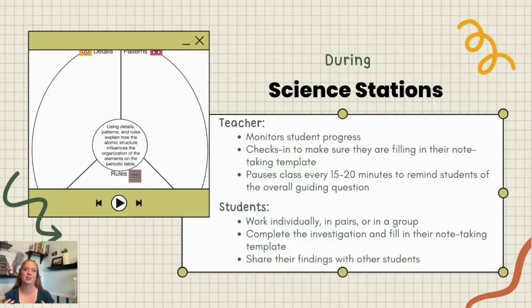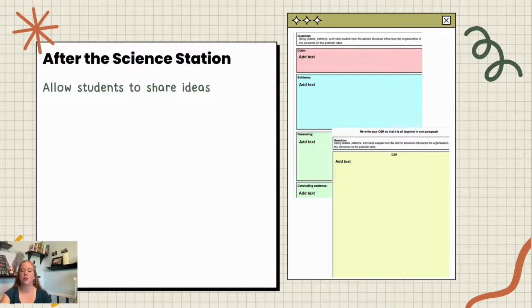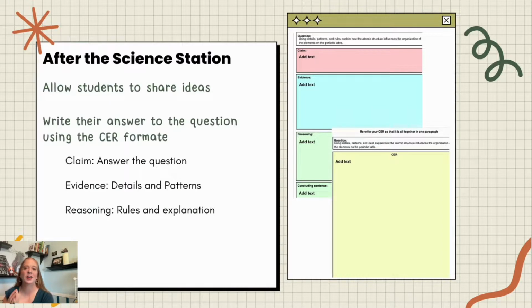After the stations, I want the students to share their ideas, and they're doing that through a CER. They have their question. Their evidence are their details and their patterns. Patterns can also be in reasoning, and we talk about the difference between when you would use the pattern in evidence or reasoning. And of course, their rules, since they're coming up with the rules themselves, that would also be in reasoning. So we are practicing, again, the claim, evidence, reasoning.